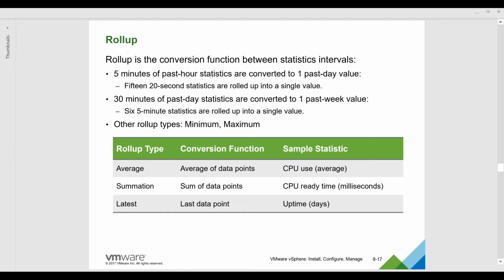So rollup type would be an average. That would be your average of data points of, let's say, CPU use. We can do a summation, which would have, the example here is CPU ready time. It would add them all up. The latest is the last data point collected. Other rollup types would be your minimum and maximum.